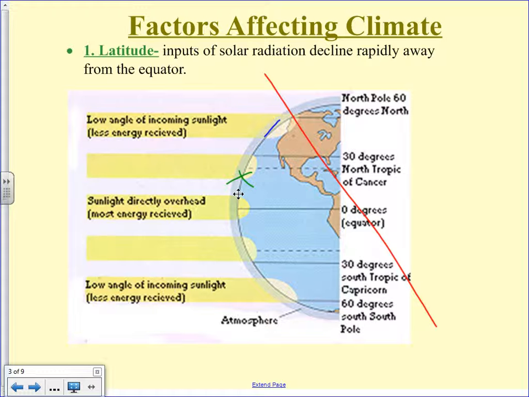Okay, that making sense? That's why latitude can affect your climate. The further you are from the equator, the more variable your sunshine is, and the less intense it is going to be. All right, so important to remember that.